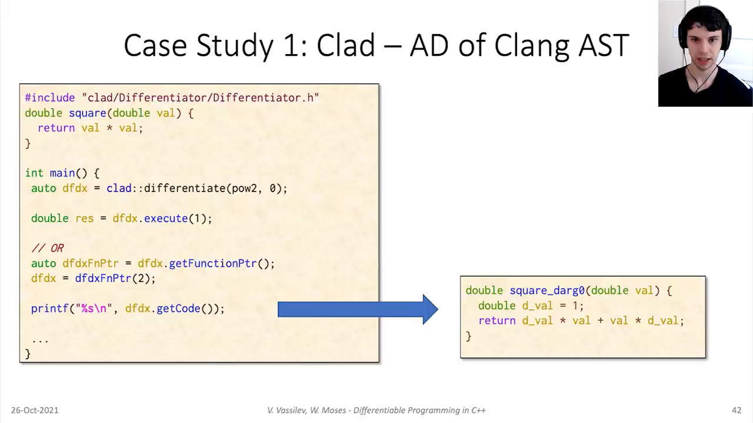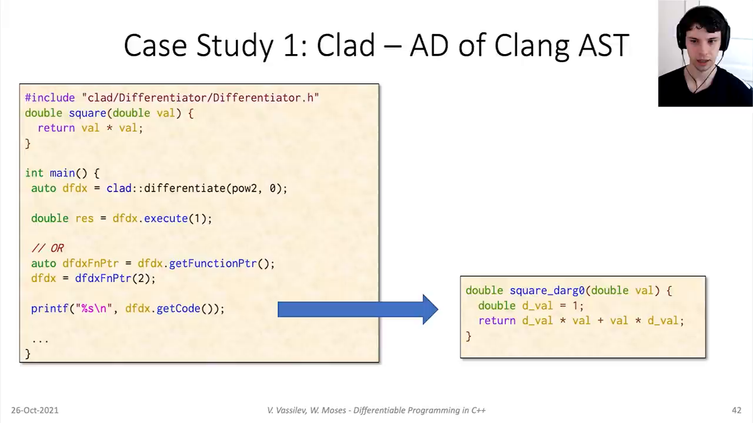We have this C++ function inside of the clad namespace, which first takes the function we want to differentiate, as well as the argument we're differentiating with respect to. We have this special clad object that comes out of it that can be used in a couple of different ways. So first of all, we can just call .execute on it with the argument we want to evaluate it with respect to. So this is the version of val.